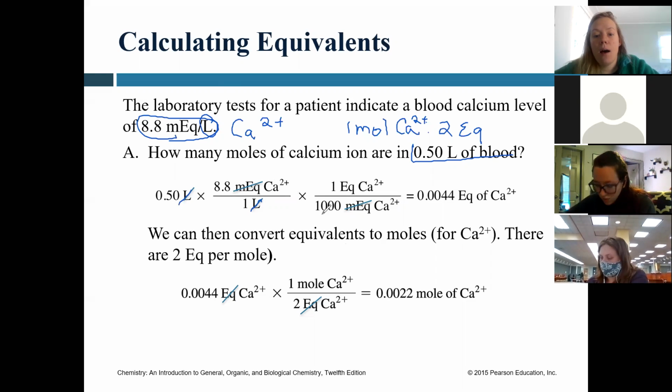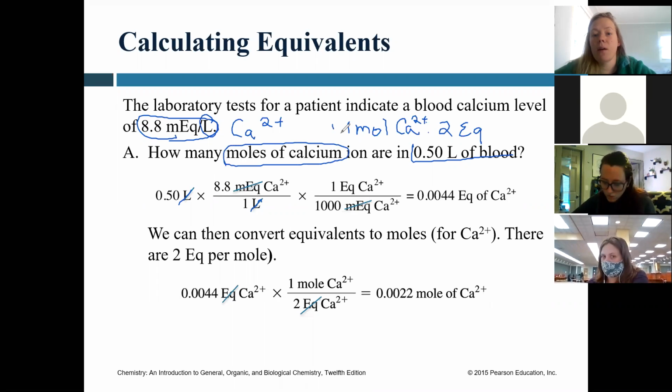Now, for every 1 equivalent, I have 1,000 milliequivalents. Right? This is that basic prefix relationship. So now my milliequivalents will go away and I figure out how many equivalents of calcium I have. And in this case, I have 0.0044 equivalents of calcium. But it doesn't want to know equivalents of calcium. It wants to know moles of calcium.